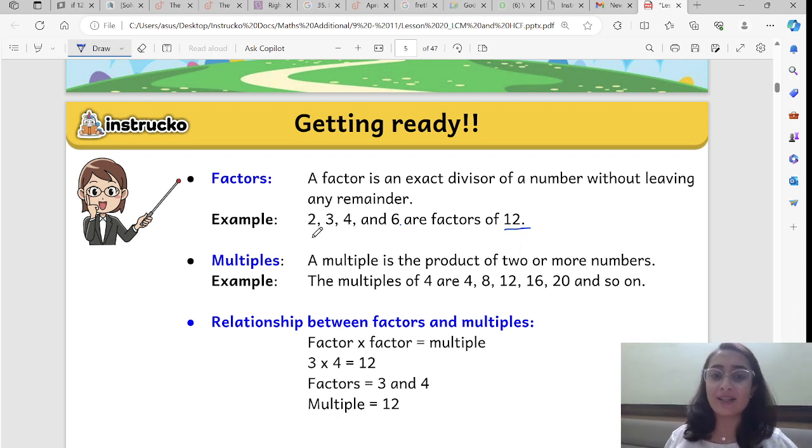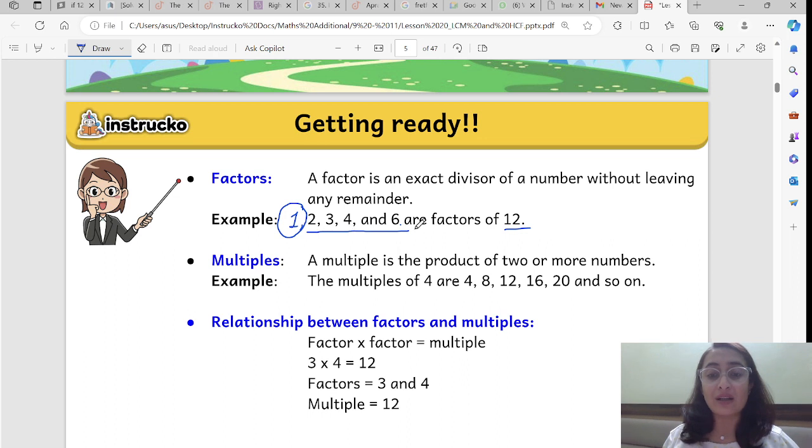So let's check the list of factors for 12. The factors of 12 are 2, 3, 4 and 6. Okay, there are two factors which are not written here, which I would like to tell you. One is a factor of every number, because 1 divides every number. 12 divided by 1 is 12. 11 divided by 1 is 11. Any number divided by 1 is the number itself. But 1 is the factor of all the numbers.